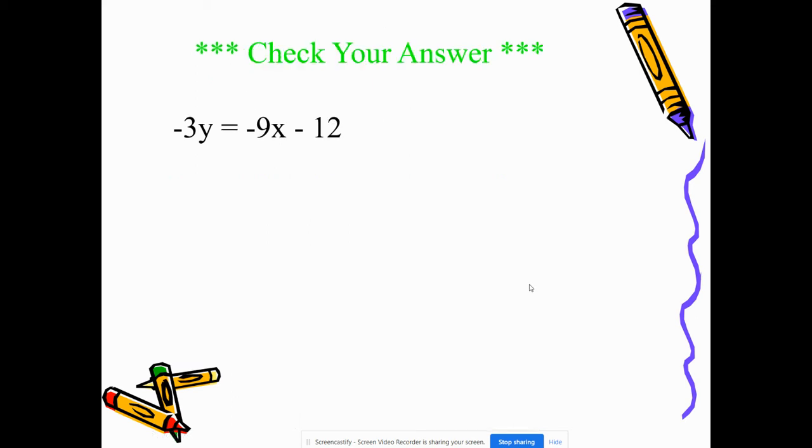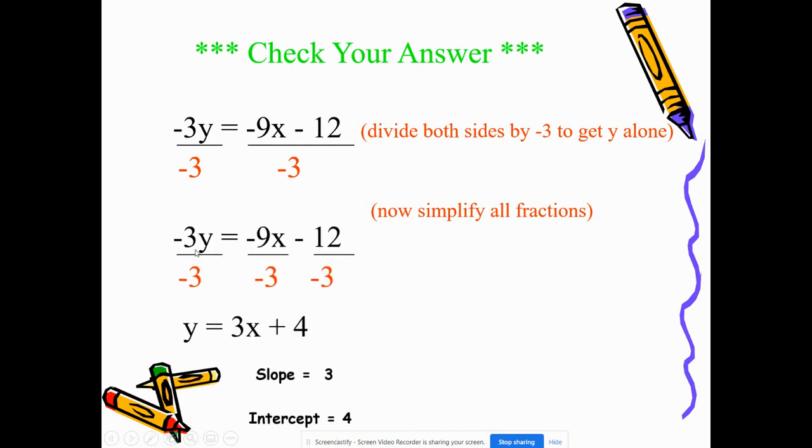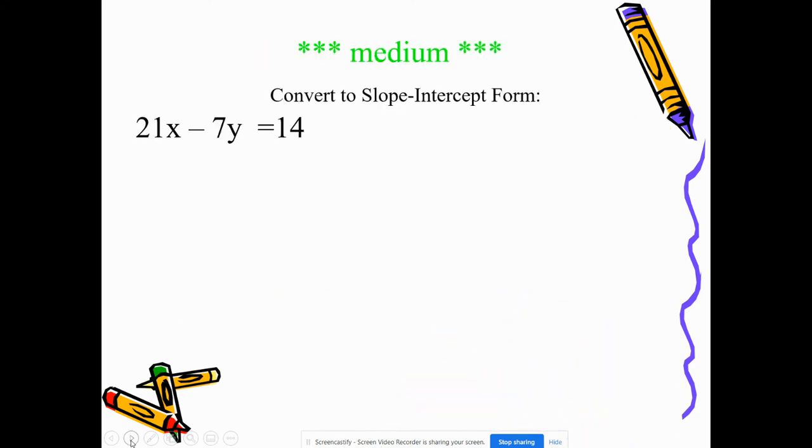So let's check our answer. So you should divide both sides by -3. When you simplify the fractions, you should get y equals, now be careful with the signs. -9 divided by -3 is +3, and negative 12 divided by negative 3 is positive 4. Therefore, your slope is 3 and your y-intercept is 4. All right, you guys are great at this. Let's continue.